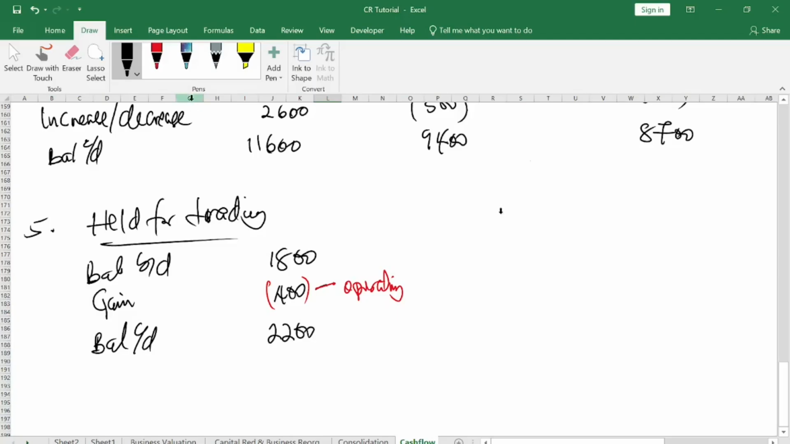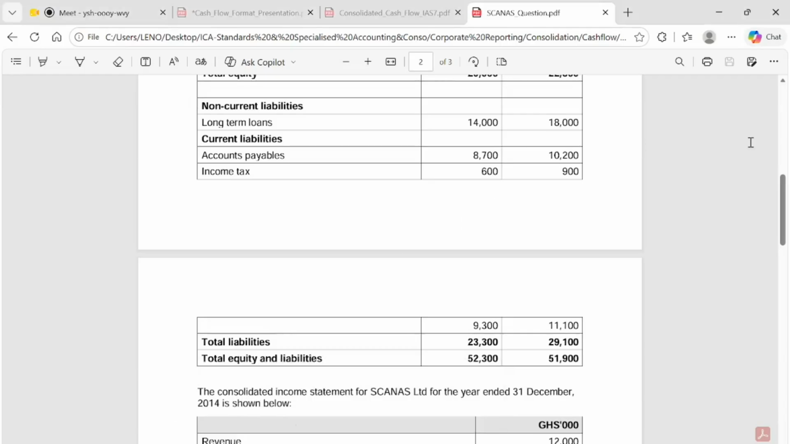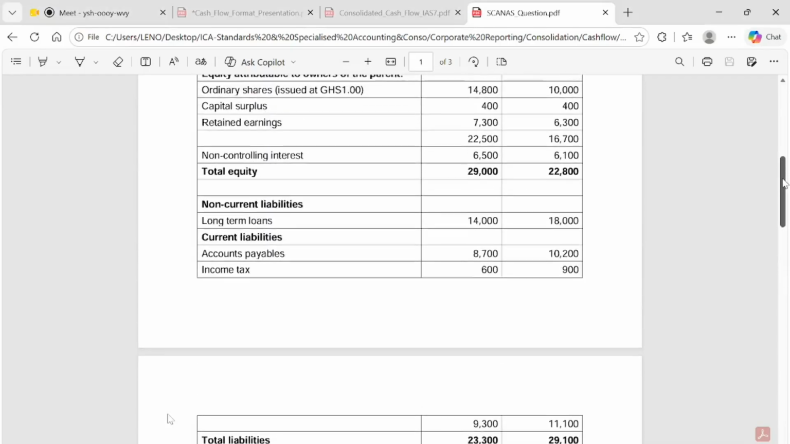So the sixth one, what do you see over there? Cash and cash equivalent. Good. You skip that one. That is what will finalize the whole thing. So the next one is equity. Under the equity, what do you see first? Ordinary shares. Ordinary shares fall under financing activity. The ordinary shares balance brought down is how much? 10,000.